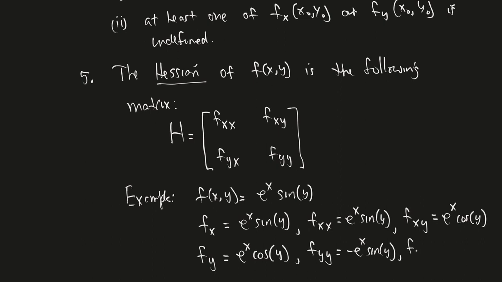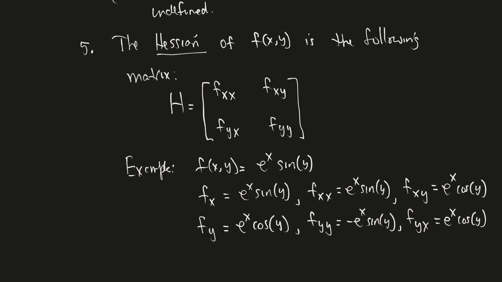And then when we do our mixed in this direction, yx, take this function and differentiate it with respect to x, and you see we get the exact same thing, e to the x cosine of y. And that's what we would expect to get.